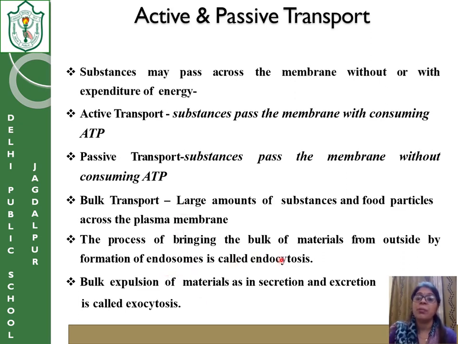The process of bringing bulk materials from outside to inside by the formation of endosomes is called endocytosis. Cyto refers to a cell. When things are passed from outside to inside, this is called endocytosis. When the bulk expulsion of material as a secretion or excretion is done from the cell, it is called exocytosis. You have understood this. You must have copied these five definitions: active transport, passive transport, bulk transport, endocytosis, exocytosis. Now I go to the next topic.